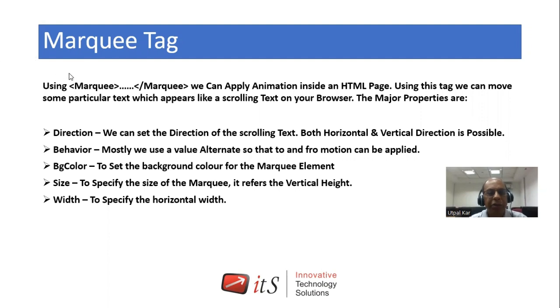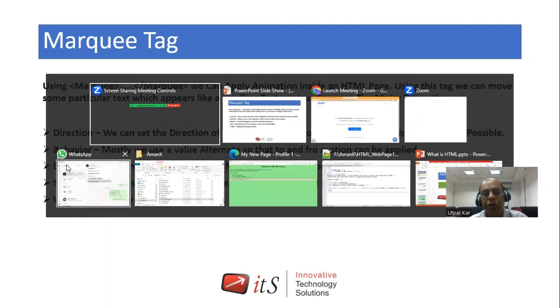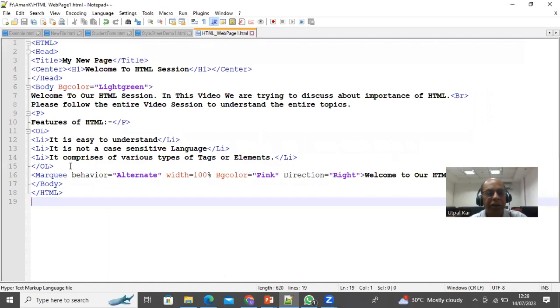Apart from simply using the marquee tag, we can also put some properties. Few important properties are like direction, behavior, BG color, etc. So let's try to explain. Already we have written a code in our editor. So here is the file which I am going to discuss.